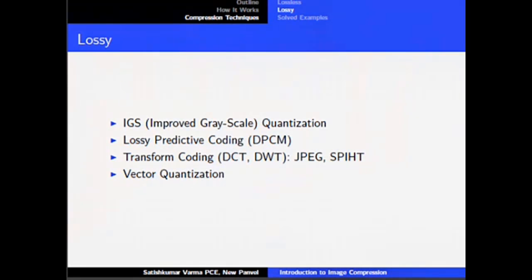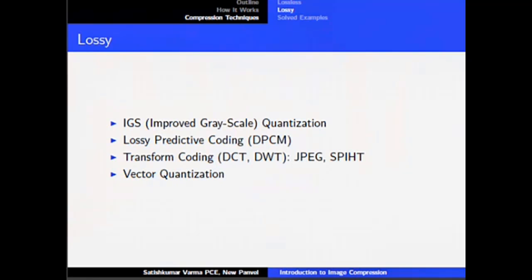The second category of compression technique is lossy compression. Lossy techniques achieve more compression at the cost of information loss. Few well-known lossy compression techniques are listed here. Among these techniques, we will discuss one solved example on IGS quantization.